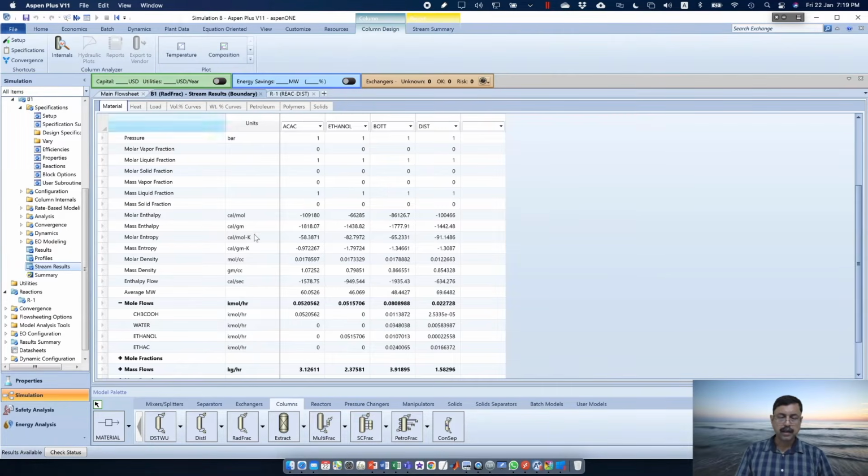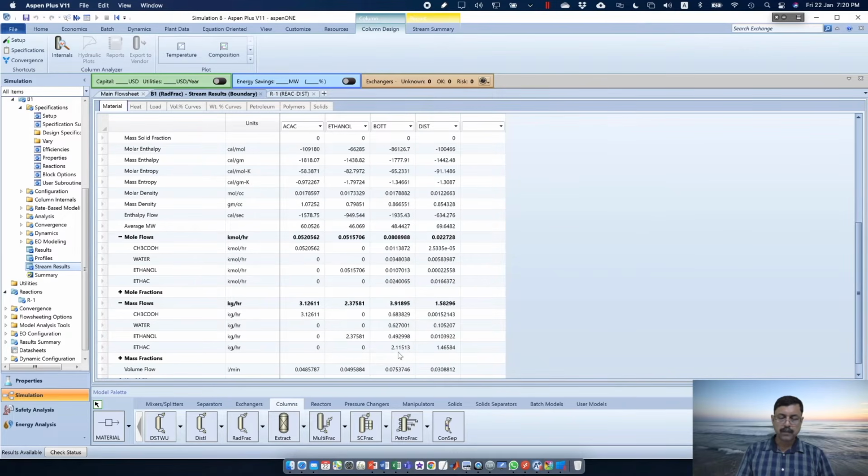You see how much water has been produced. Together it is 0.03488 kilomoles per hour in the bottom, and 0.0058 kilomoles per hour in the distillate. Similarly, you can combine. This is the amount of ethyl acetate being produced. If you want to see the mass flow rate, nearly 3.5 kg per hour of ethyl acetate and 0.7 kg per hour of water has been produced through this reactive distillation.